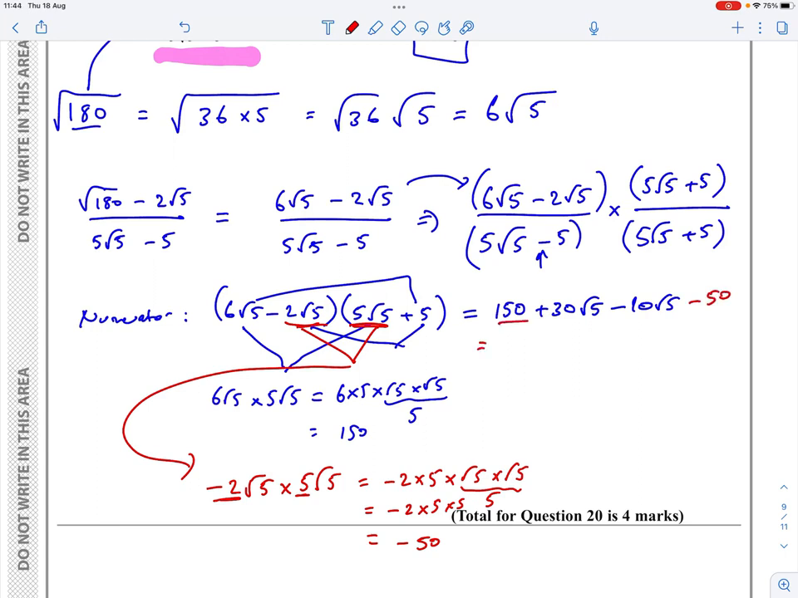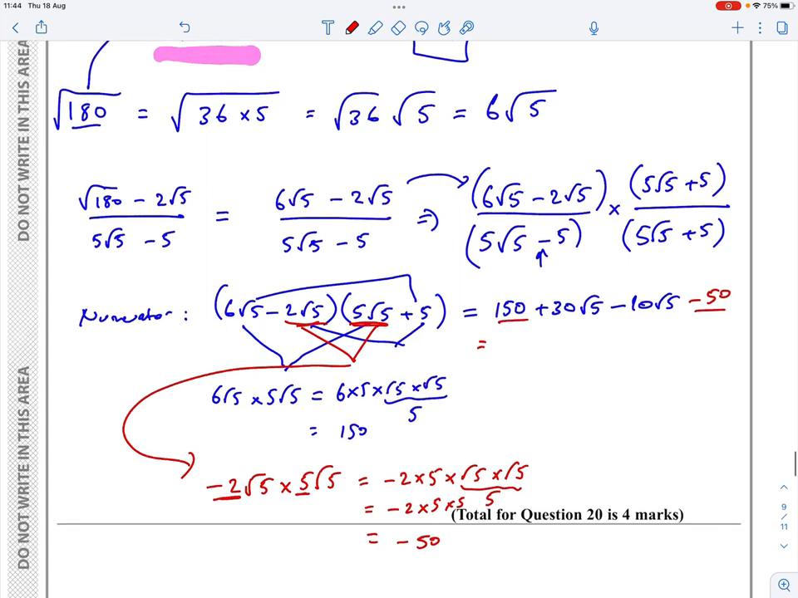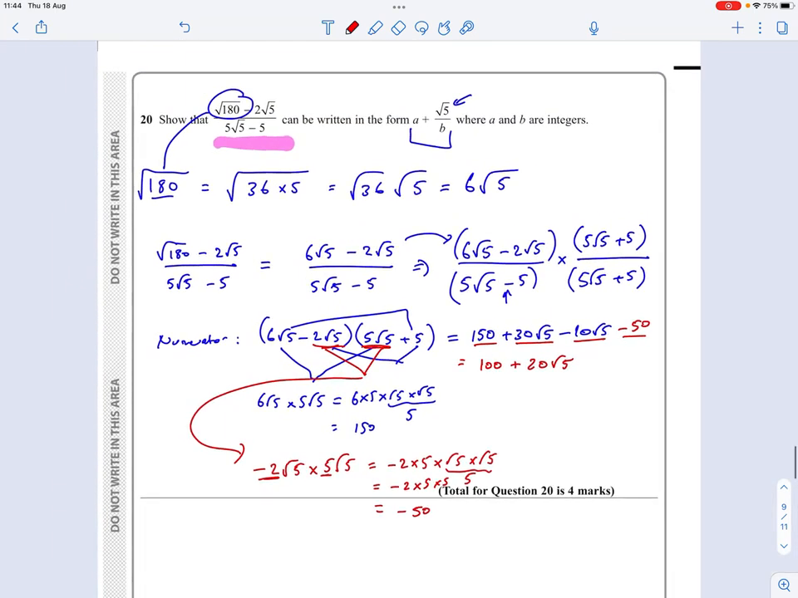Simplifying this further, 150 and minus 50 give us 100. And those are like terms, they both have root 5. So 30 take away 10 will be 20 root 5. Now that's the numerator.